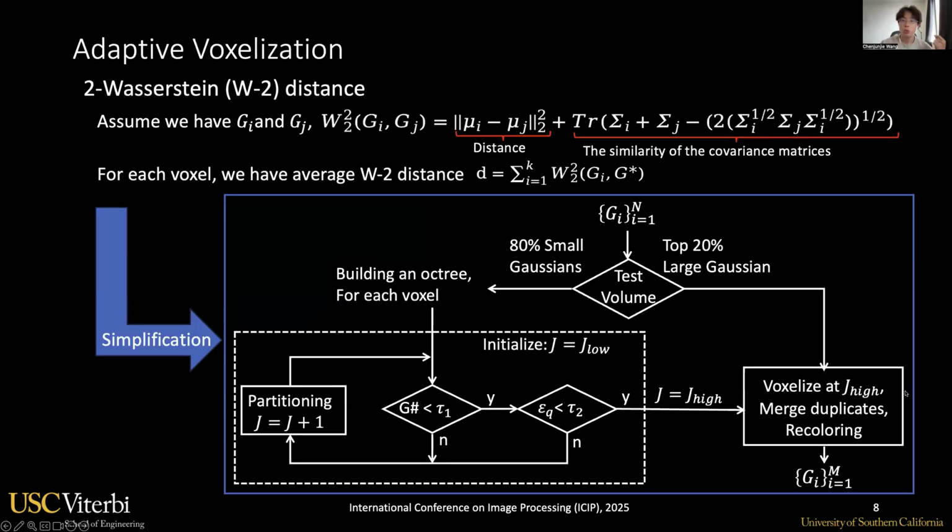Here we use a two-Wasserstein distance to determine whether to increase the resolution or not. Specifically, we compute the W2 distance between each Gaussian inside the voxel and the Gaussian at the voxel center. If the average W2 distance is too large, we further partition the voxel to increase the local resolution. However, due to the high computational cost of the algorithm, we propose another simplified version.